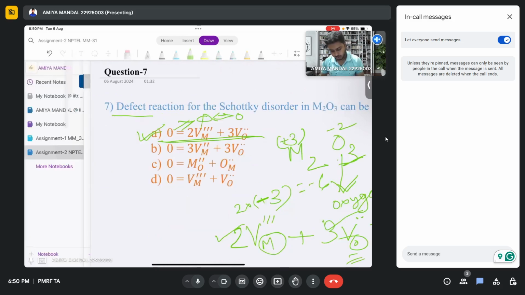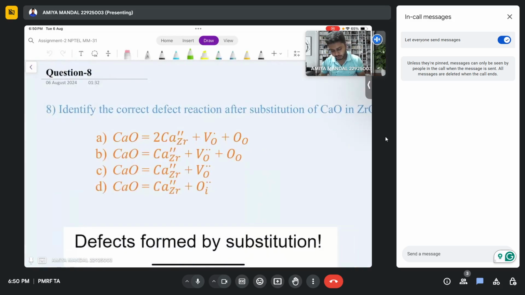So okay, we can now go to question number 8. I have done all the questions, first 1, 2, 3, 4, 6, up to 7. If you have any question, you can tell me about any question.